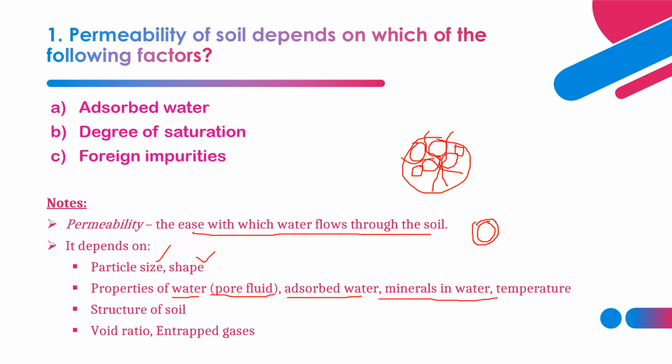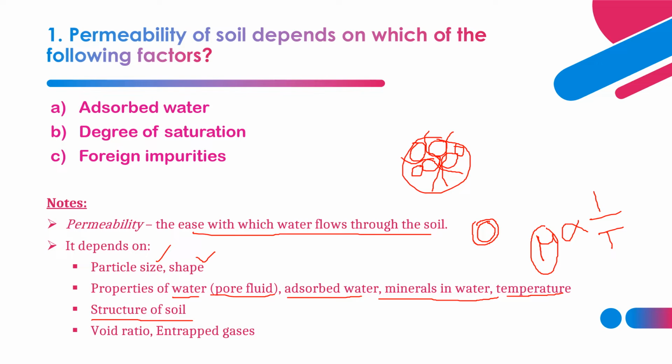And the minerals present in water, for example potassium, sodium, calcium, these will affect the permeability of soil. And also the temperature. How temperature? The permeability is inversely proportional to the viscosity of the fluid flowing through the soil sample, and the viscosity is inversely proportional to temperature. Then what that means, if the temperature is more, then permeability will be more. So that is the temperature dependence.